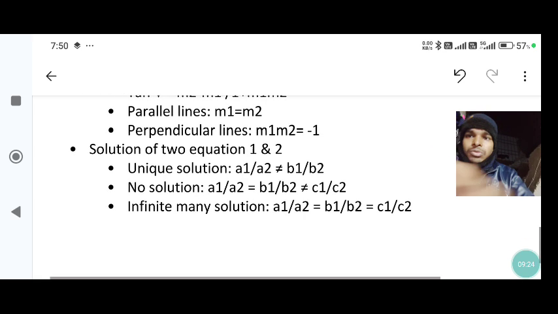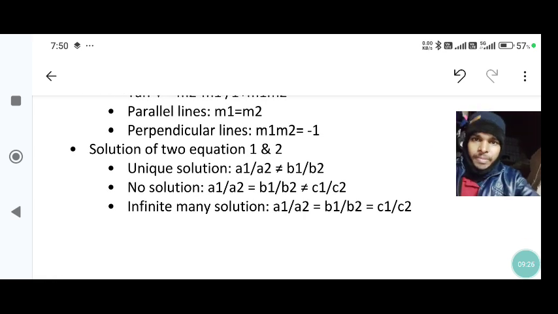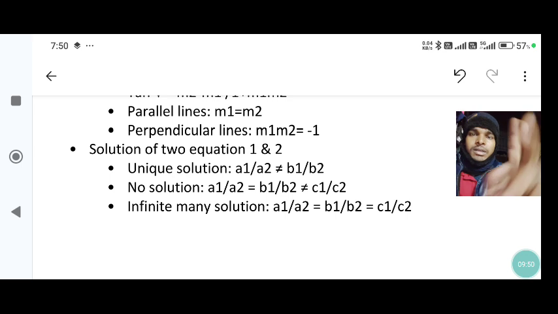Solution for two equations, equation 1 and equation 2. For one, x1 y1, and for 2, x2 y2. For one the coefficients should be a1 b1 c1, and for 2 the coefficients should be a2 b2 and c2. For a unique solution, two equations give a unique solution, means the lines cut at a single point.